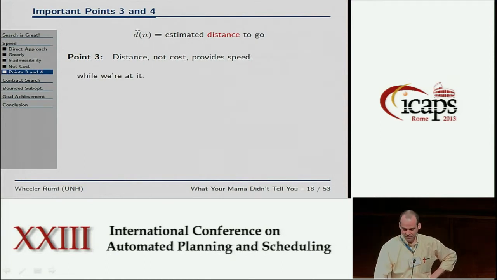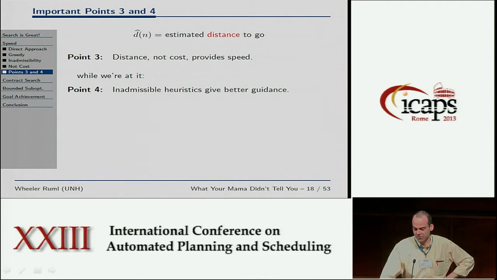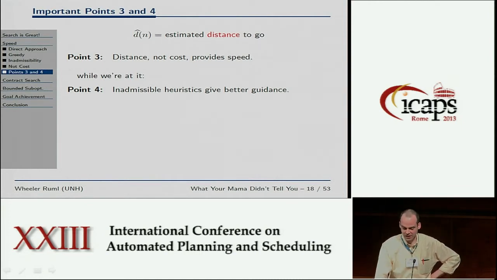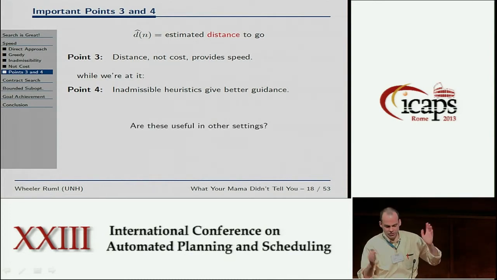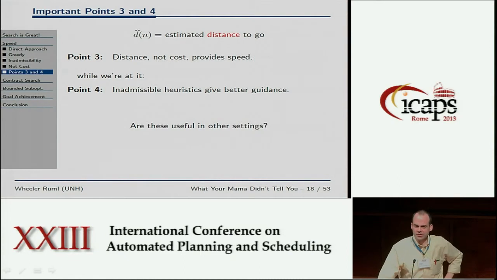So that's the ingredient that we want to add to our search if we want to make it fast. While we're at it, I just want to point out the truism that inadmissible heuristics are possibly able to give us better guidance. There's no reason to limit ourselves to admissible heuristics, especially if we're trying to find a solution as quickly as possible.